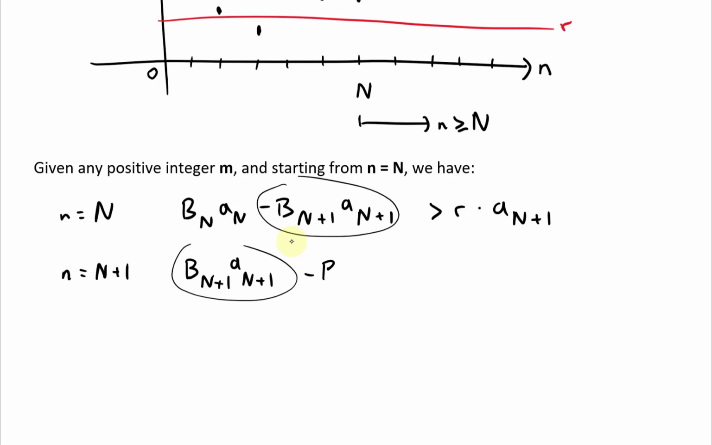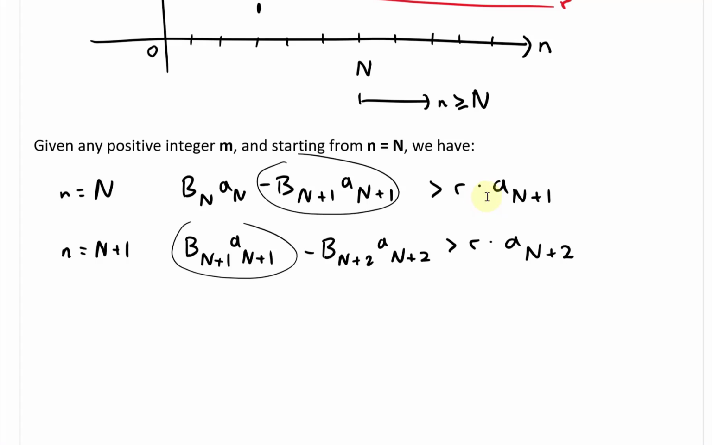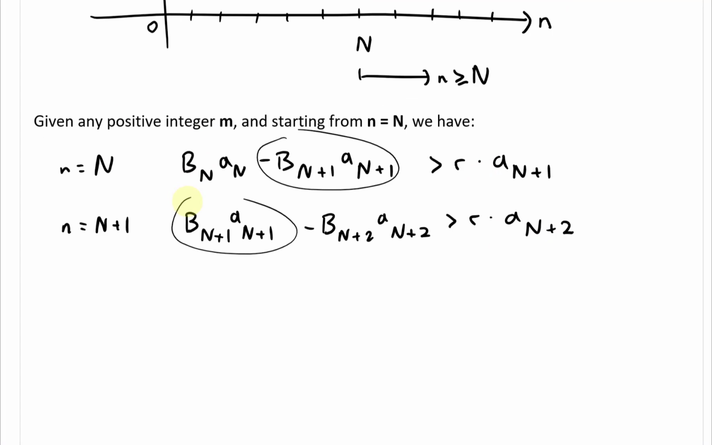And then the next one is going to be b_{N+2}, a_{N+2}, greater than r times a_{N+2}. So the only ones that don't cancel are these ones right there, and also this starting one, and the last point. That's all I get to. So let's do one more.